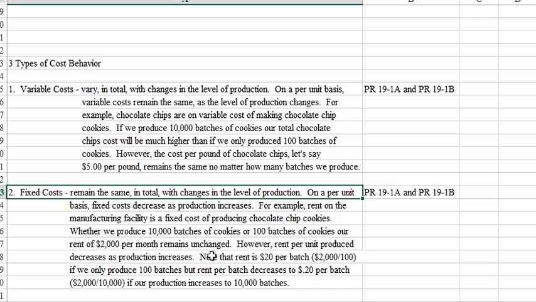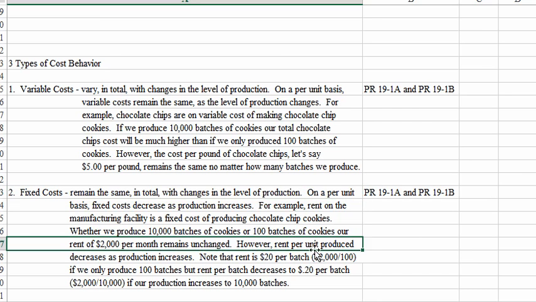What we're saying here, the landlord doesn't care how many batches of cookies you produce. Whoever owns the factory wants their $2,000 a month in rent, whether we produce 100 batches of cookies or 10,000 batches of cookies. That one's a fixed cost. But notice what happens to fixed cost, though, as production goes up. Rent per unit produced decreases as production increases. Notice that rent is $20 per batch if we only produce 100 batches. But rent per batch decreases to 20 cents per batch if our production increases to 10,000 batches of cookies.